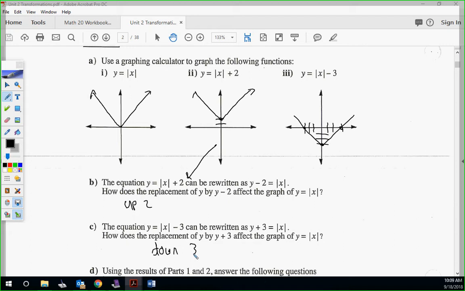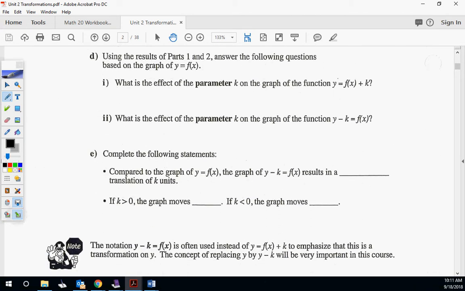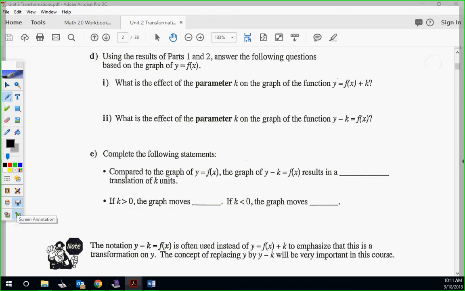So the last part. Okay. Use the results of parts 1 and 2 to answer the following questions. You guys can help me out with these. What is the effect of the parameter k on the graph of the function f of x plus k? What's it mean by parameter? Yeah, you guys got it. Vertical translation. The effect of it is a vertical move. You can put vertical move, vertical translation. And then it's just of k units. Just say put k here.